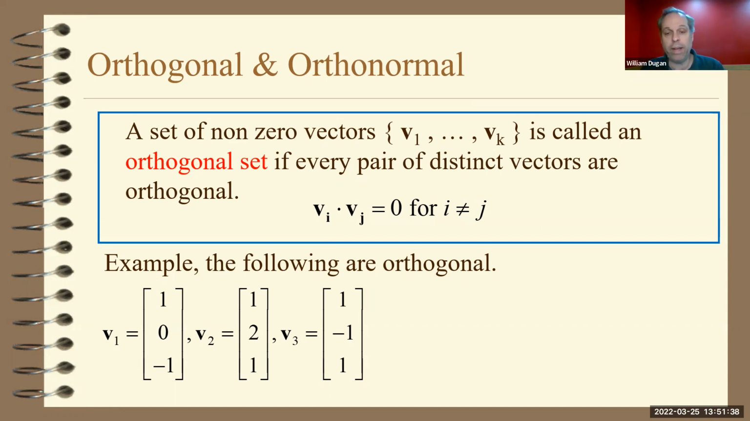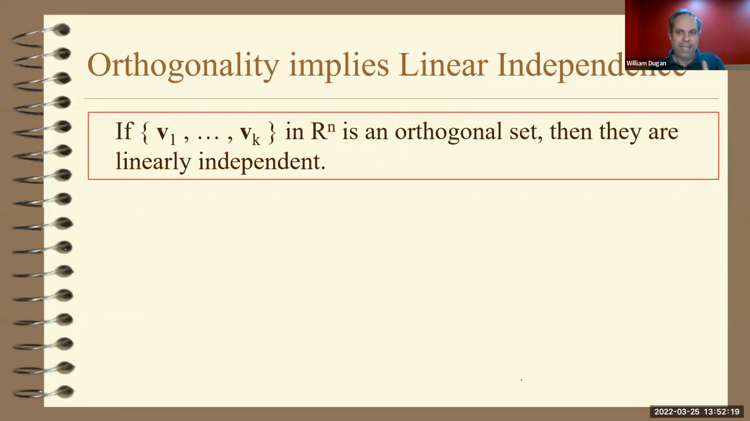For example, these 3 vectors together, they make an orthogonal set. They make an orthogonal set because if you take the dot product of v1 with v2, you get 0. Take the dot product of v1 with v3, you get 0. And if you take the dot product of v2 with v3, you also get 0. So because this dot product is 0, and this dot product is 0, every single dot product with different indices, all those dot products are 0. That's what it means to be an orthogonal set. Pretty easy.